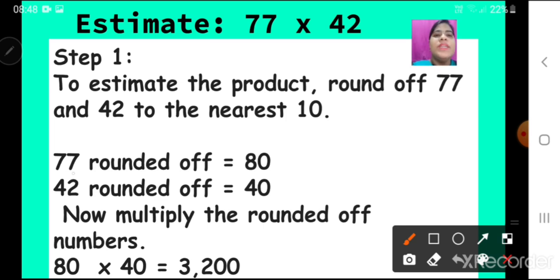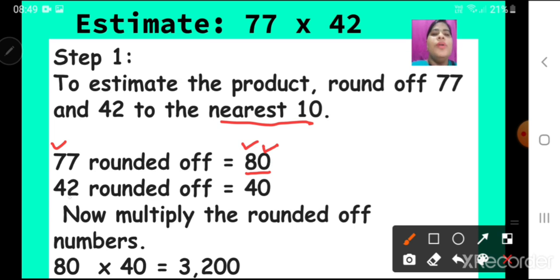Now when 77 is rounded off to the nearest 10, what will we get? We will get 80. How? First we have to put 0 in place of ones. The number at the ones place will become 0 and the number in the tens place will change. Why, children? Because if the number in the ones place is 5 or more than 5, we add 1 to the number at the tens place. So 7 plus 1 will become 8. So 77 when rounded off will become 80.